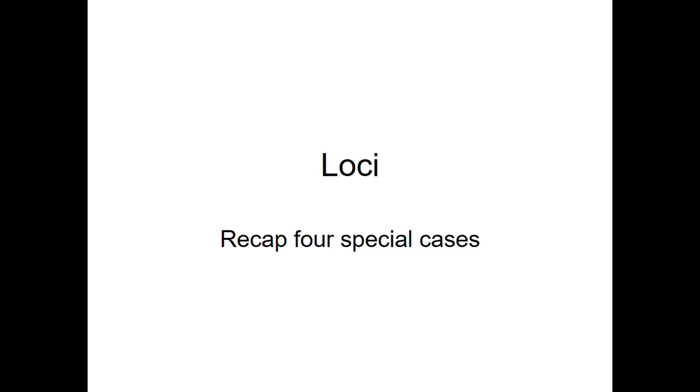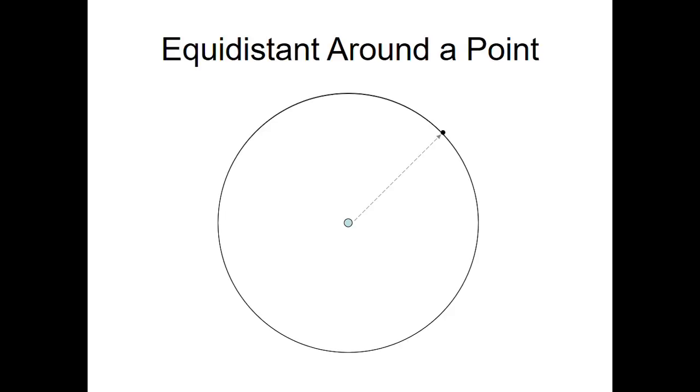Okay, so today we are recapping loci and regions. We're looking at the four main loci. The first one: how do you find a locus that is equidistant around a point? Well, that's just this shape over here, this line over here. Every point along that line is the exact same distance away from the blue spot.